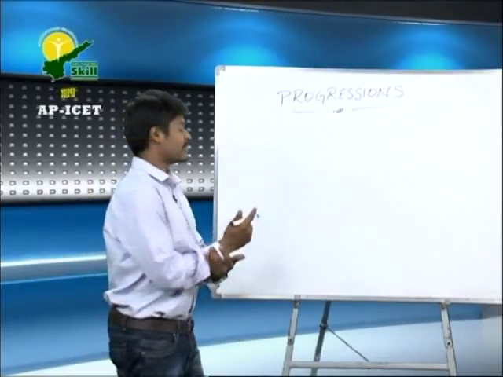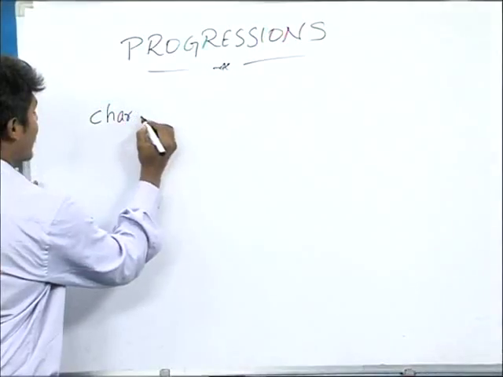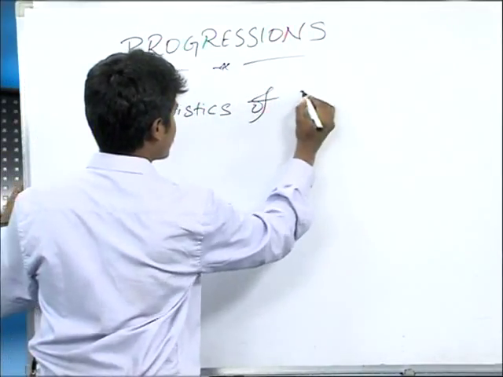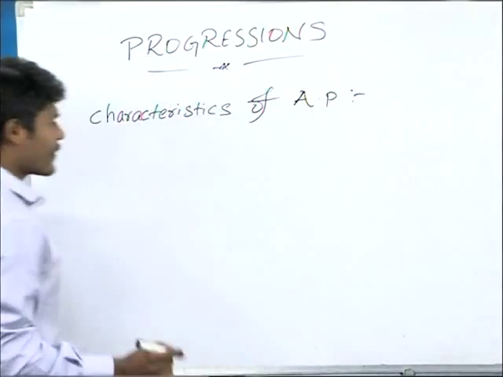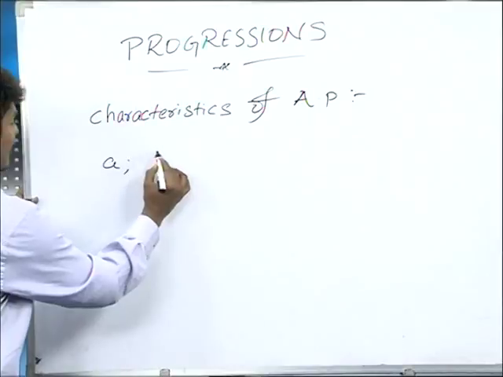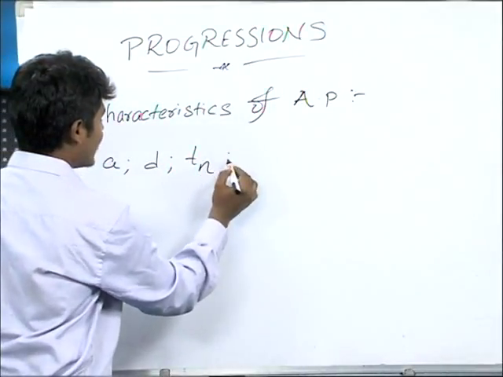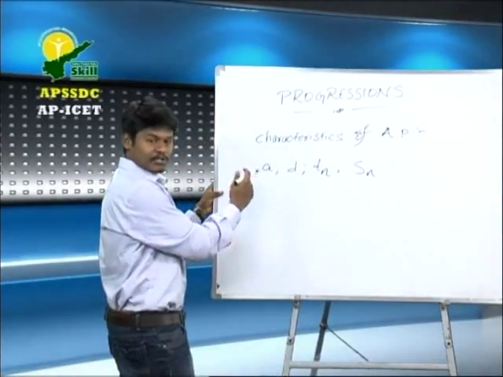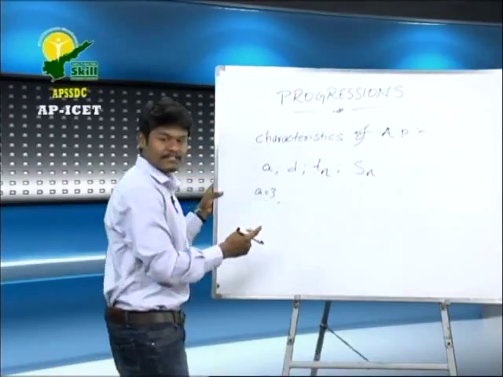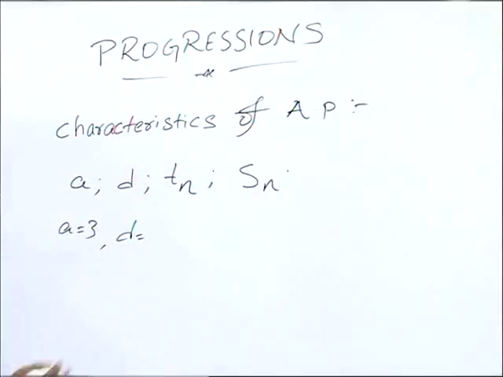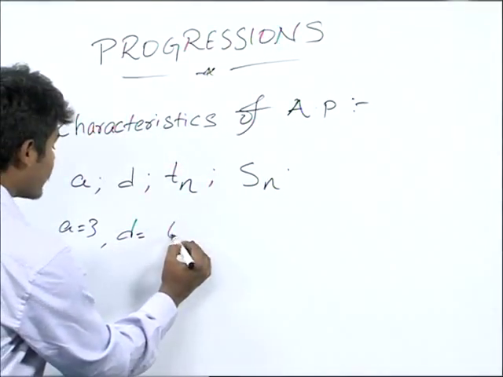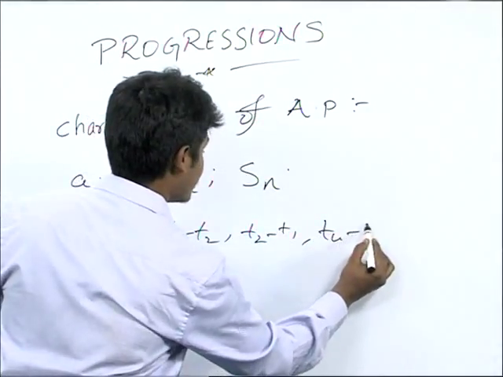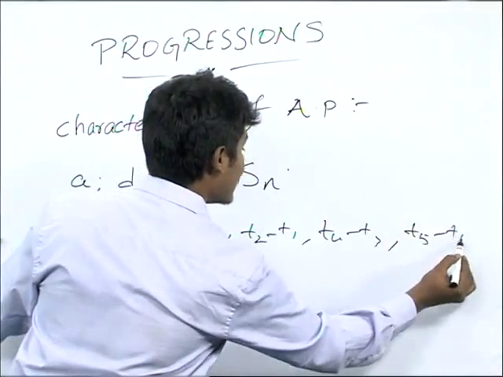ఇప్పుడు క్యారెక్టరిస్టిక్స్ ఆఫ్ ద ఏపీ చూద్దామండి, క్యారెక్టరిస్టిక్స్ ఆఫ్ ద అరిథమెటిక్ ప్రోగ్రెషన్. ఫస్ట్ టర్మ్ అన్నది a, కామన్ డిఫరెన్స్ అన్నది d, nth టర్మ్ ఈస్ గివెన్ బై Tn, సమ్ ఆఫ్ n టర్మ్స్ ఈస్ గివెన్ బై Sn. మనకి నోన్ పారామీటర్స్ వచ్చి a అండి. a is given in the expression as first number. d is the common difference. We should evaluate d from the difference of third and second term, or second and first term, or fourth and third term, or fifth and fourth term. Anything can be used.